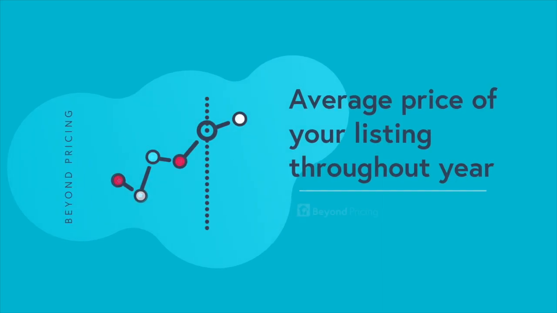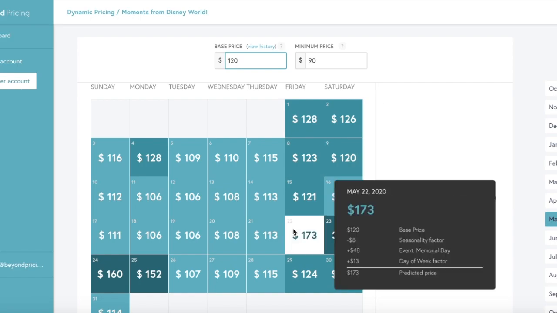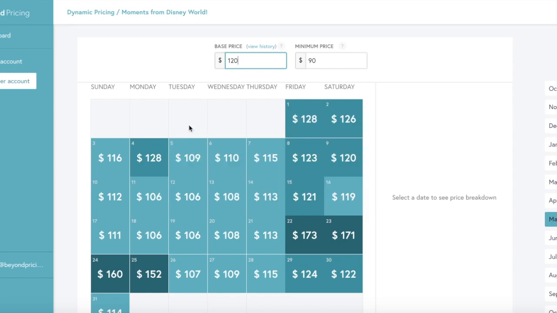We define base price as the average price you would charge for your listing. We will go above your base price in periods of high demand and below your base price in periods of low demand. Think of the base price as the true market value of your listing. You could have two identical listings except for the fact that one has a pool. The one with the pool would have a higher base price.